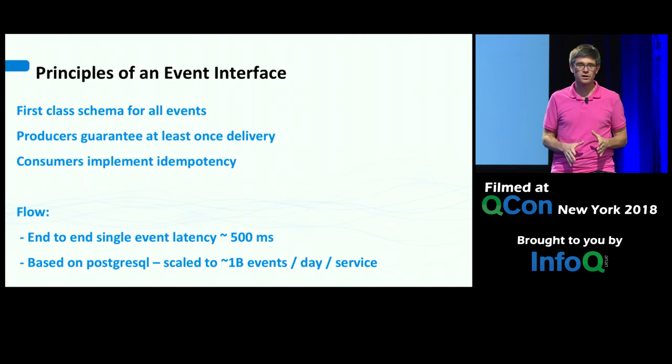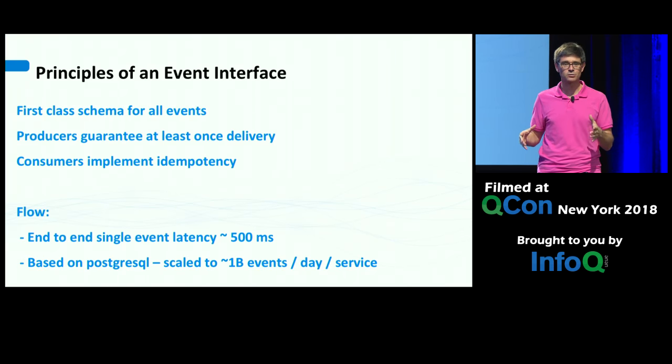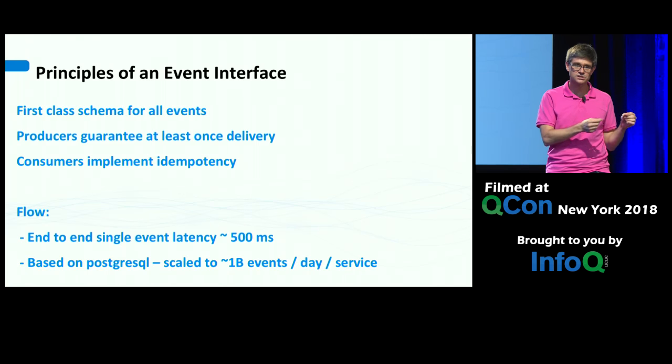First class schema for all events. You have to have events in a well-defined schema. Everyone who's using binary formats like gRPC is in great shape. Everyone who's using things like Swagger is in terrible shape. The big difference there is binary formats force developers to use code generation to produce and consume events, which is a good way of guaranteeing that the schema is in fact correct.